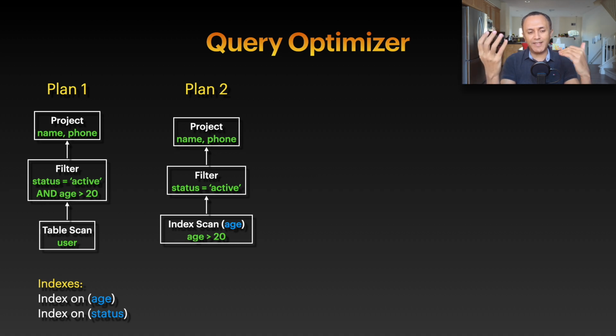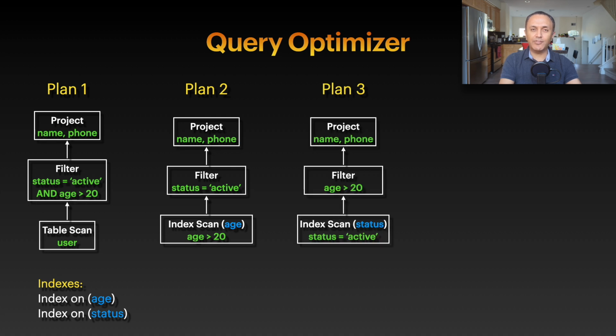Then we can apply the second filter on top of that and then do the projection at the end. So that's another alternative plan that is equivalent to the first one. The first one does a full table scan, the second one does an index scan. Another alternative would be to use the other index. We can use the index on the status, for example. Again, the same thing. We do an index scan on that using the condition on the status column.